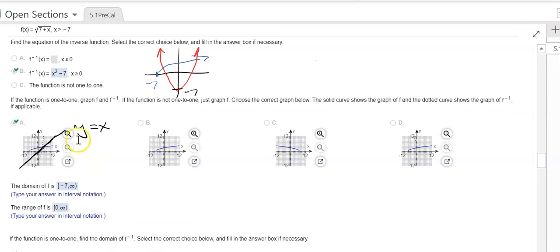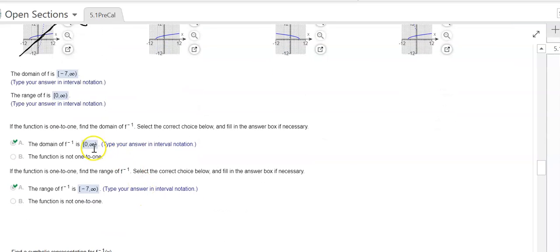And then looking at the domain, it's much easier to look at here. I start at -7, so this is with a bracket at -7, and then I include all x values here. So that's my domain, and for my range, my lowest y value is 0, and I go up forever. And then once I've done that, I just switch those answers for my inverse.